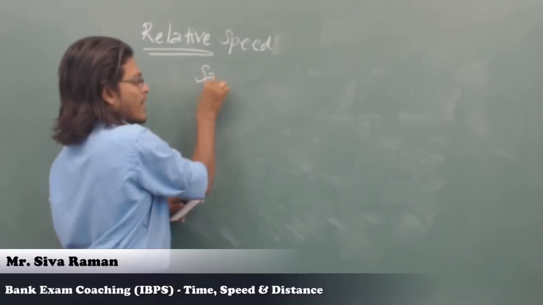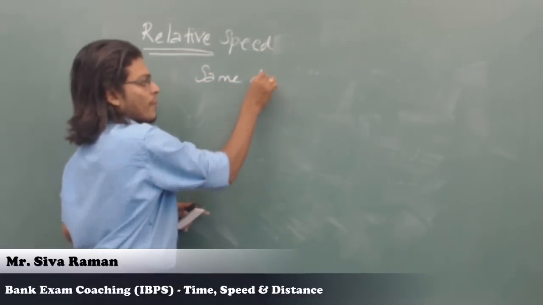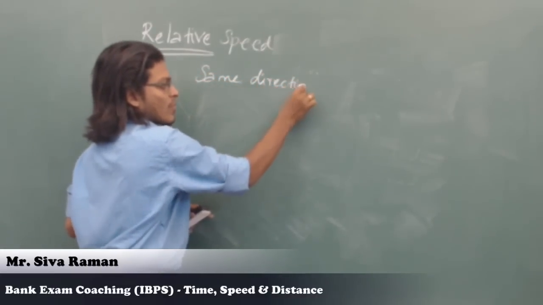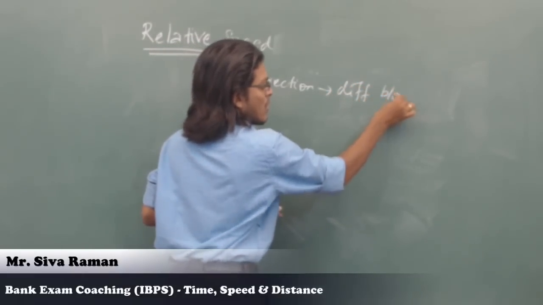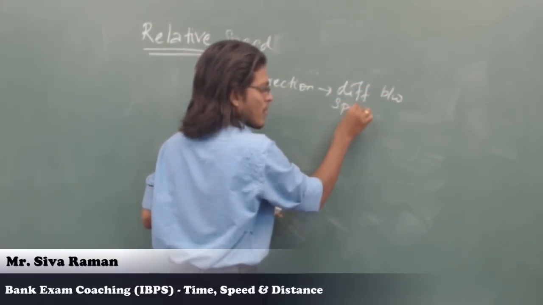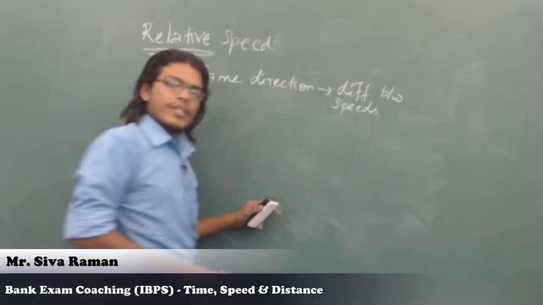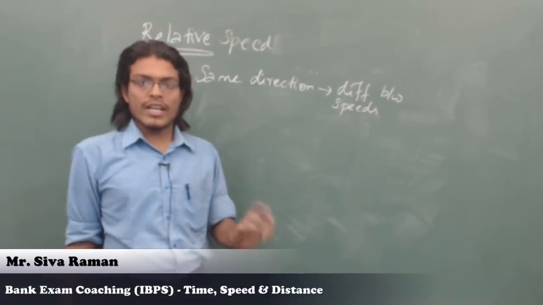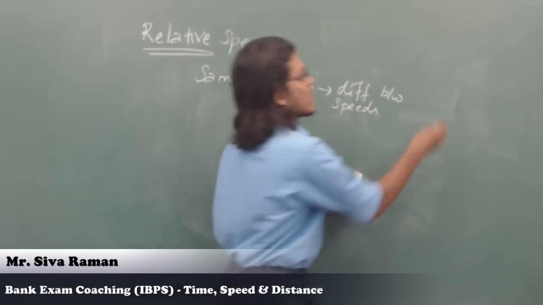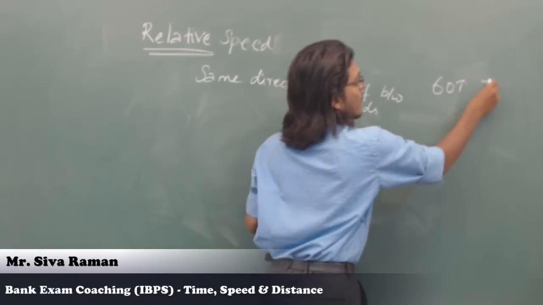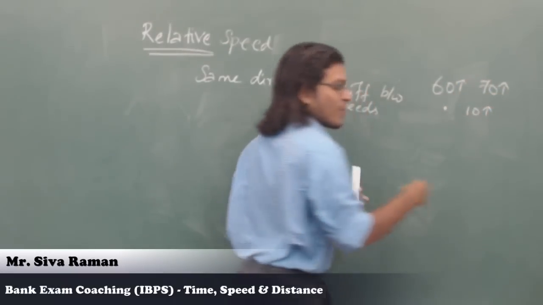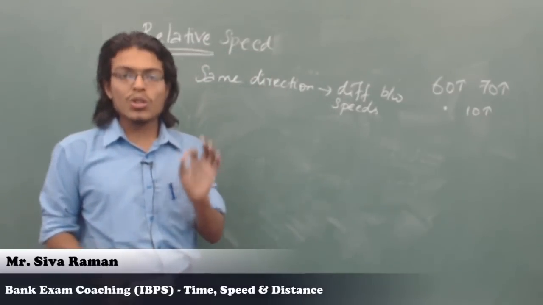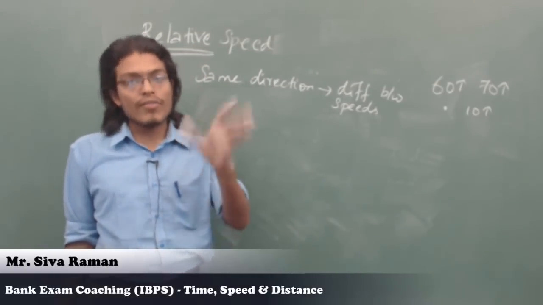So we will come back to our relative speed, right? In the same direction, it is the difference between speeds. So I gave you two scenarios that are one and the same, 60 and 70, and you are standing still and the bus is crossing you at 10 km per hour. Both will take the same amount of time.